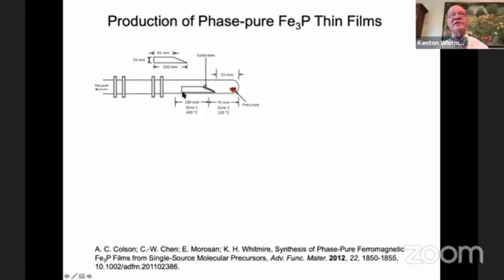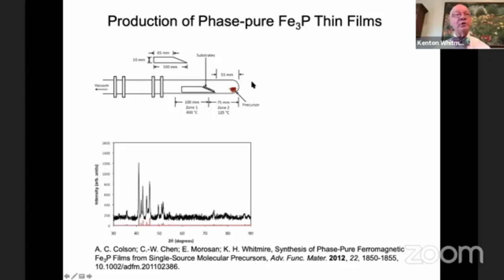So the metal stage, we do something very simple. We put this on a high vacuum line. We evacuate the system. We heat this zone up to about, well, 350 to 400 degrees centigrade. There is enough heat when we heat here to volatilize the precursors that we are using. They will sublime. And when they sublime, they hit this hot stage and they decompose and form nice films on the substrates that we're using. You can take X-ray diffraction patterns of these films. They are a perfect match in this case for Fe3P.